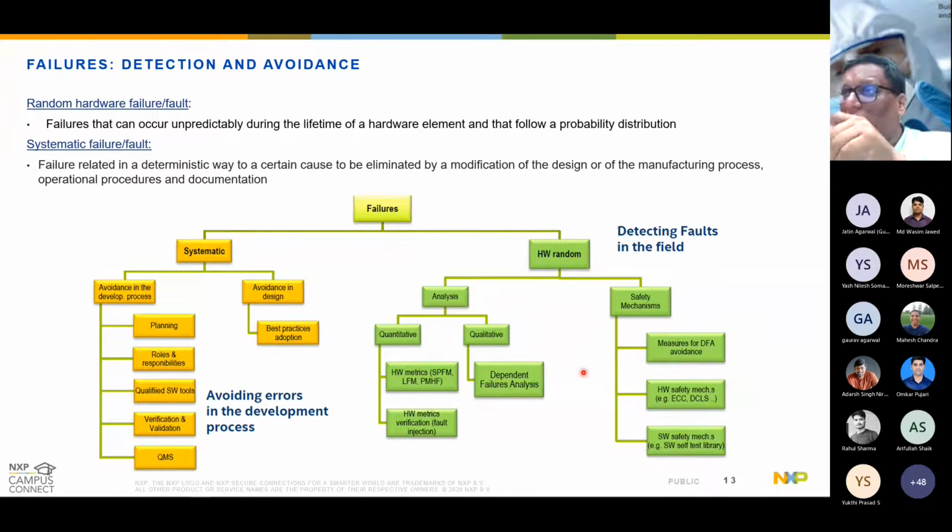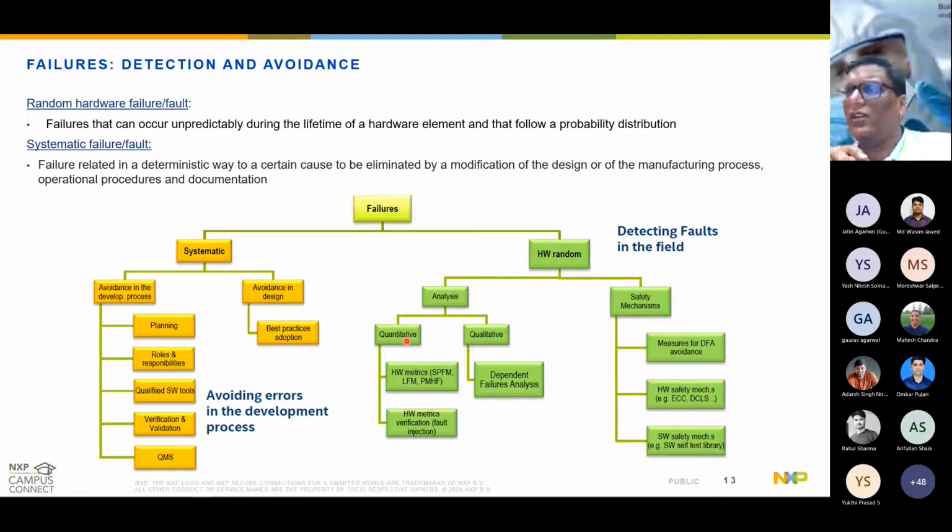To calculate these numbers or make this analysis, there are three or four different methods in two different categories. One is quantitative analysis and the other is qualitative. Quantitative is more numeric based. You follow some equations, calculate the probability of failure, and you need to meet a certain number defined in the standard. The qualitative is more like performing an analysis, thinking about what the different failures could be, and then justifying that for a particular failure, you have a safety mechanism or not.